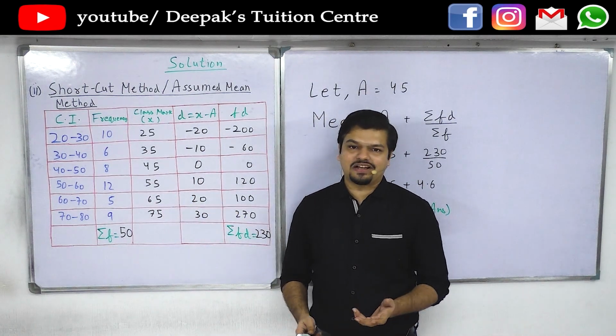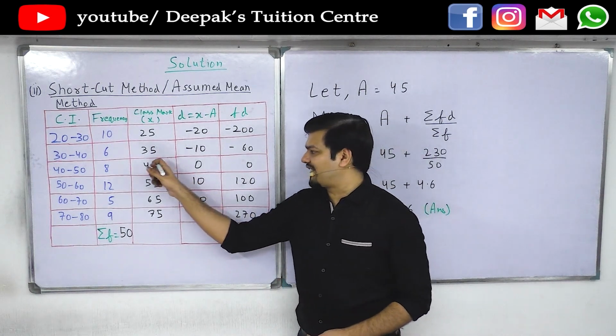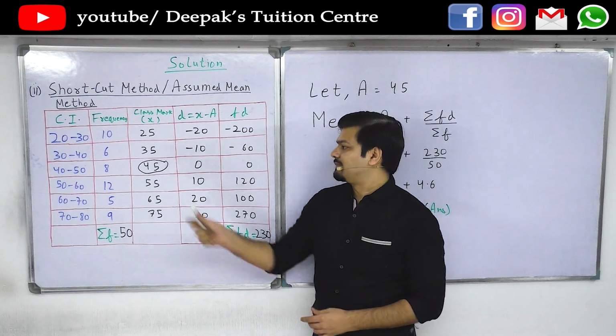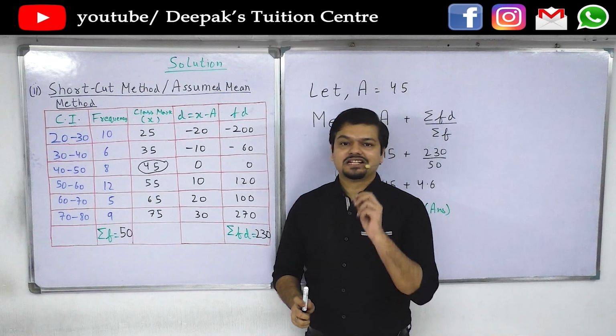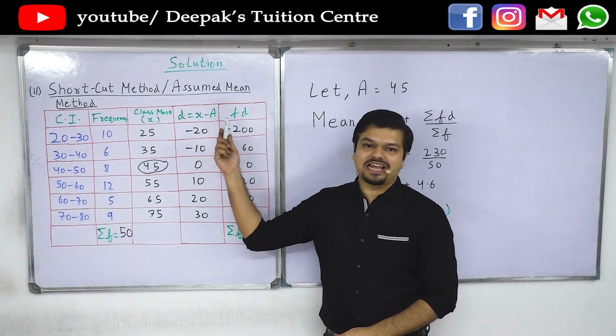So you can take any one of them. You can take 45, you can take 55. I have taken 45, but you can take any of them and there will be no problem. So I have taken 45. Next I have to calculate two columns. The first column is D, meaning deviation, which is equal to X minus A.